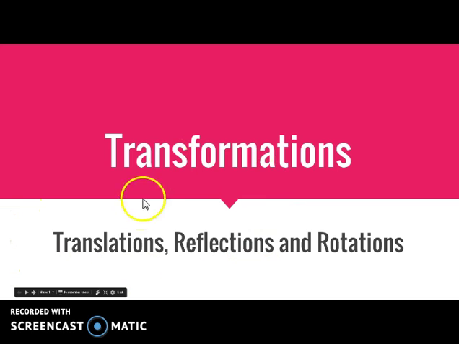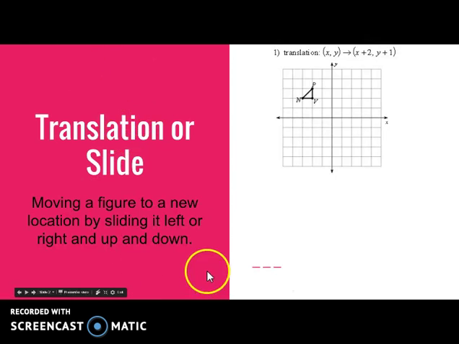Alright, so you'll see that we are working with transformations. You'll see this looks a little bit different. You won't see my hand writing things down, but you will see the cursor moving around, so pay attention to that, because it'll point to some things I want you to write down. We are looking at translations, reflections, and rotations. So let's take a look at our first set of information.